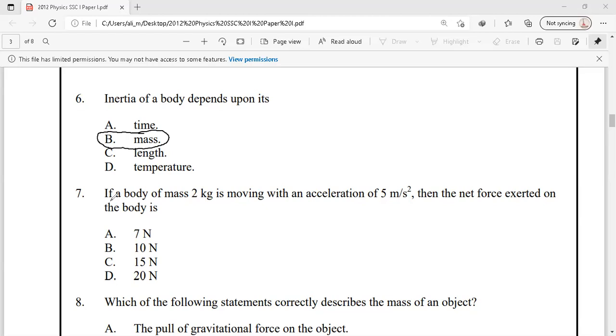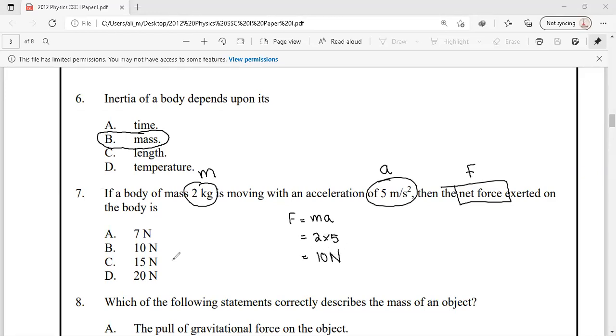Then we have question number 7. A body of mass 2 kilograms is moving with an acceleration of 5 meters per second squared, and we have to find the net force acting on that body. We have mass, we have acceleration, and we have to find the force. The basic formula for force from the second law of motion is F equals ma, where mass is 2 and acceleration is 5, so the force would become 10 newtons. So the correct answer is option B.